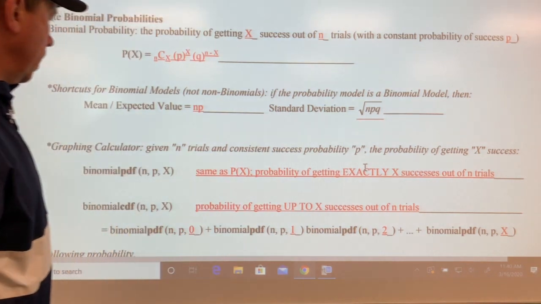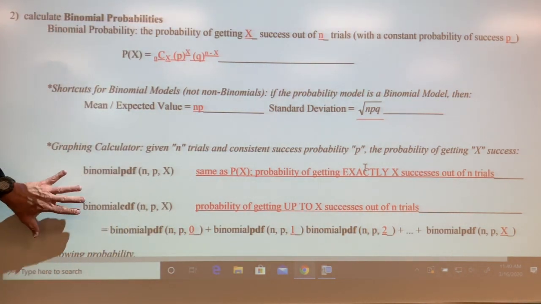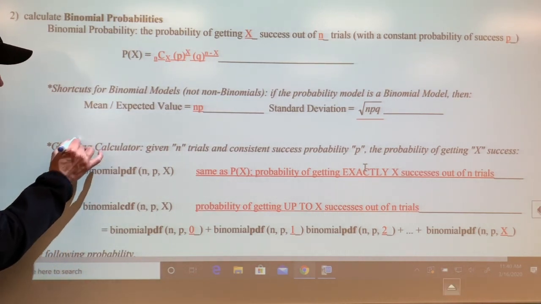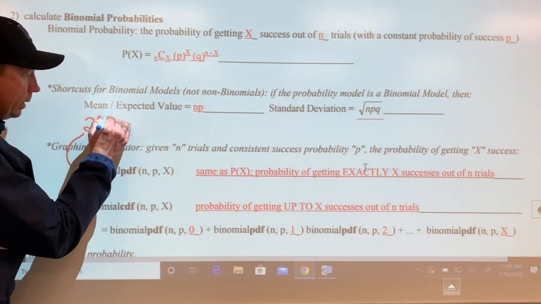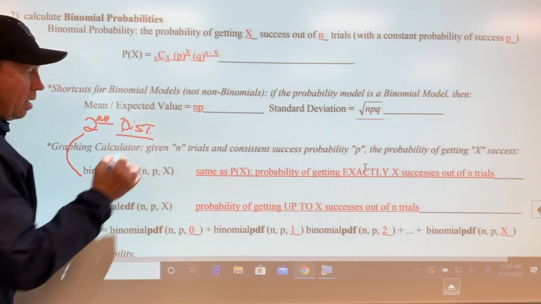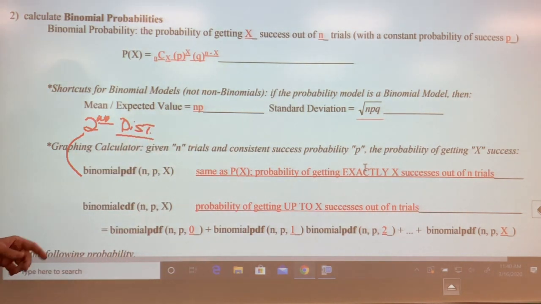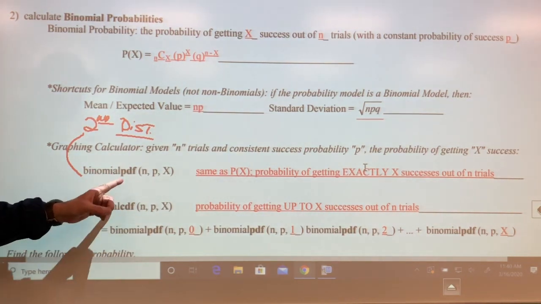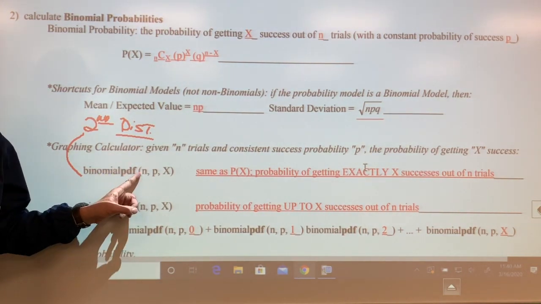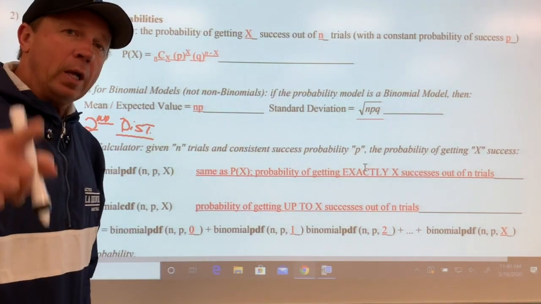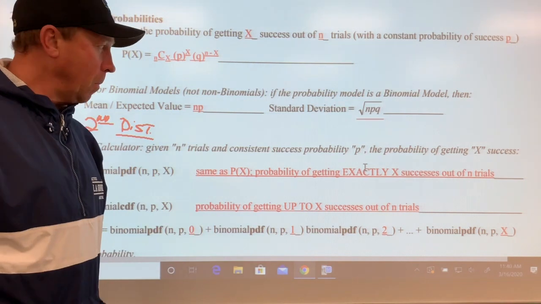All right? So we're going to be able to do stuff on your calculator, okay? This function is located in second distribution, okay? And when you press that button, you're going to see binomial PDF and CDF. PDF is exactly one trial. CDF is the "or less" function, okay?